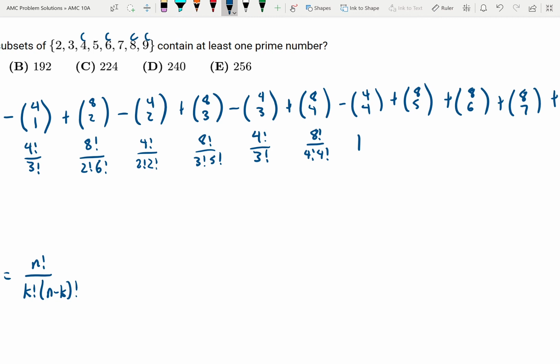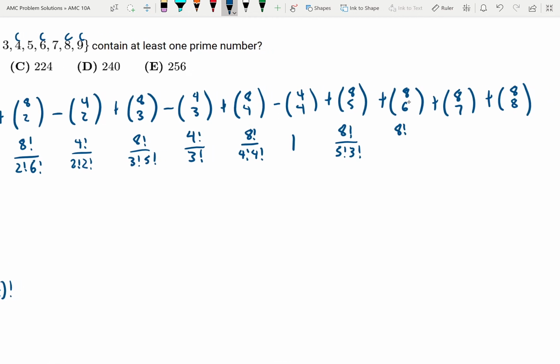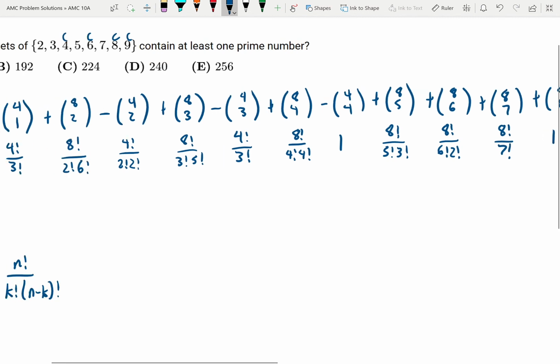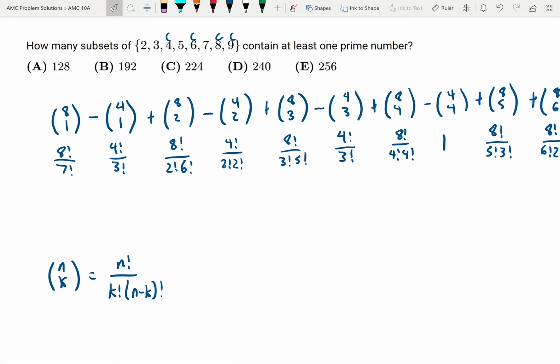8 choose 5 is going to be 8 factorial over 5 factorial, 3 factorial. This will be 8 factorial over 6 factorial, 2 factorial. And then we're getting to the end here. This is 8 factorial over 7 factorial, and this is 1. So I'm going to do all those out.